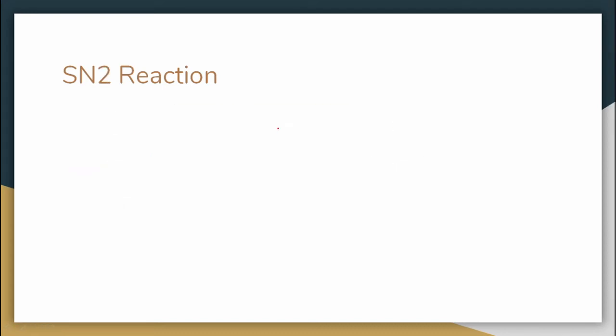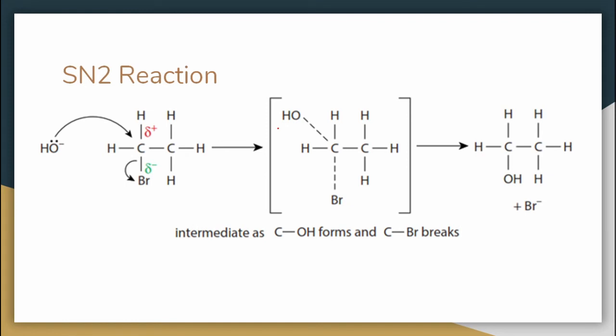But the SN2 reaction only has one phase, so it happens at the same time, because this is a primary alkyl halide. It's not as stable, so that's why it's reactive. And this is a transition state of the bromine, just like the first reaction, but it happens at the same time.